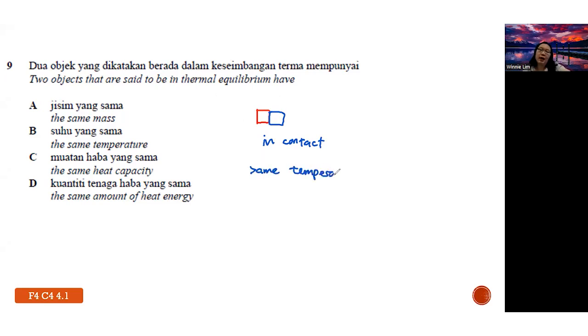And another key idea is there is no net flow of heat between the two objects. Okay, so we see the options. They will have the same mass? No. They will have the same temperature? Yes. They have the same heat capacity? Also no. Same amount of heat energy? So the correct answer is D.